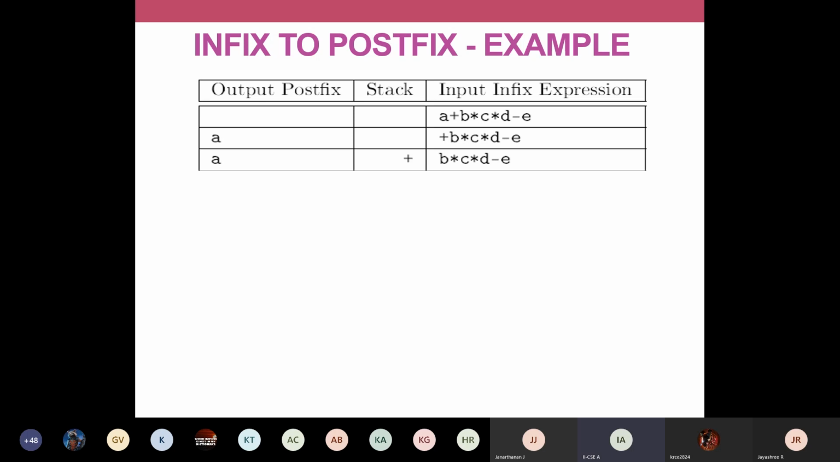So in the stack we have pushed this plus. Then when you have an operand B, we are going to write it into the postfix notation. The stack is not changed, and you have just removed this B and placed it in your output. The other symbols in your input stream will remain as such, from star C, star D minus E, it will be there in your input.